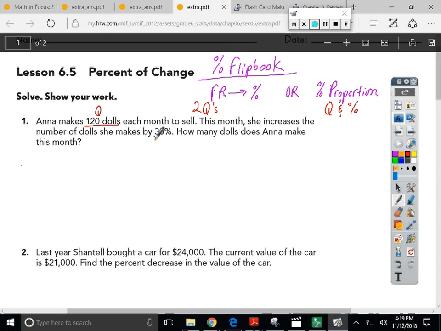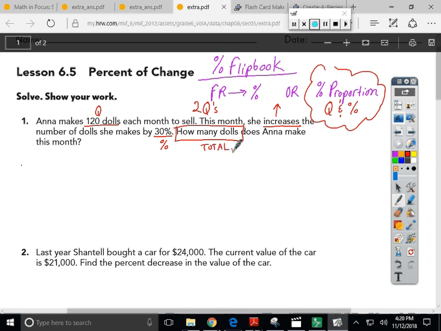I also notice that there's this 30% sitting here. Notice again, this is a percentage. So this is already kind of leading me towards the second strategy. I'm already thinking percent proportion might be a good way to go. It also mentions in here, just as I grab important information, this month she increases the number of dolls. So this idea of an increase, I'm going to highlight and remind myself with an upwards arrow. I'm looking for a percent increase, meaning the number value is going to grow. And when I go to answer this, how many dolls does Anna make this month? I'm going to look for a total number. How many dolls is talking about a total number of dolls when I'm done.